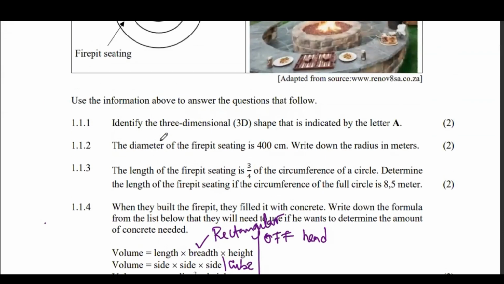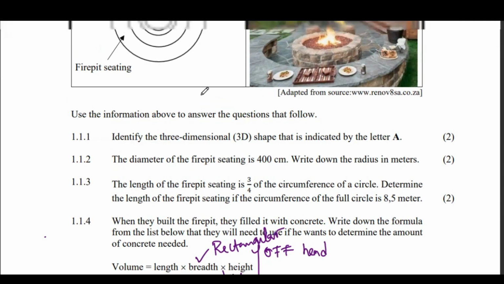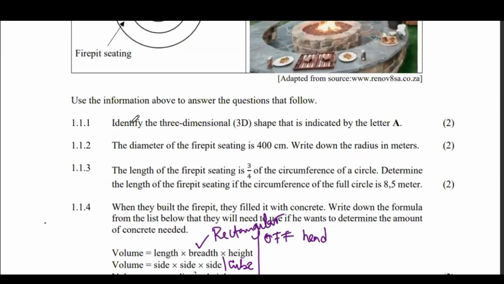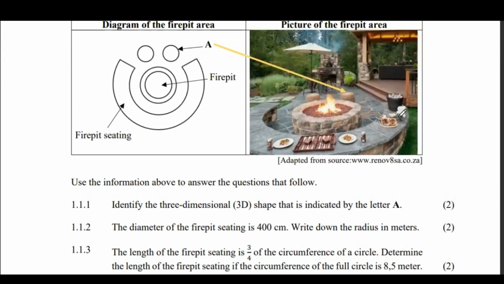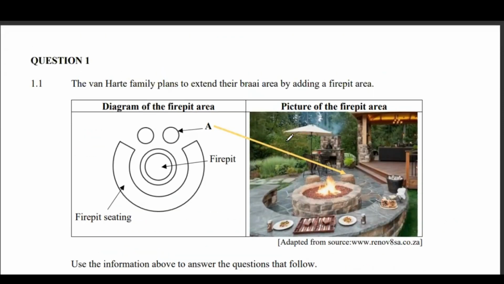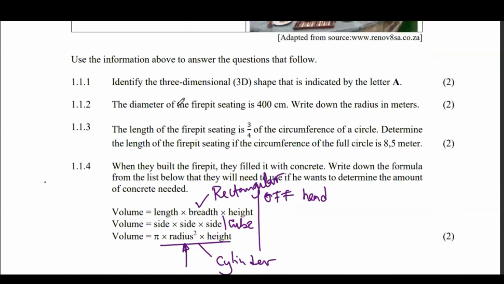Then when this is question number 1, remember, question number 1 is also integrated. It looks at measurements and maps and plans. Look at this here. They're asking to identify the 3-dimensional shape that is indicated by A. When you look here, you see A. These were these seats. All right. The round seats, the diameter of a seat is this much.